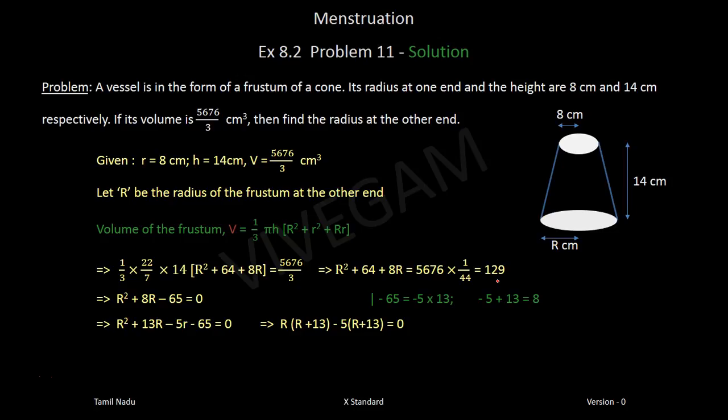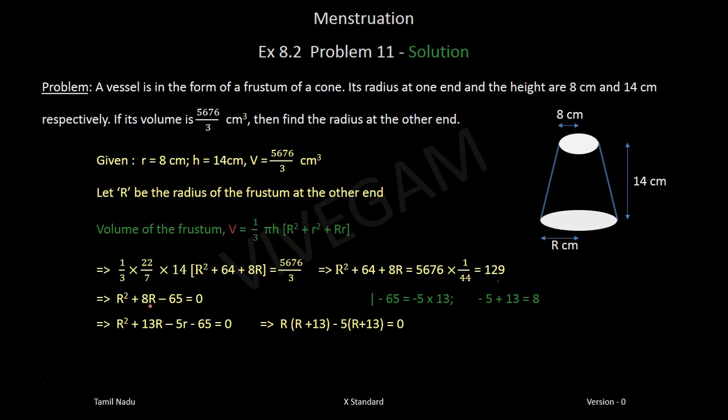Now this is a quadratic equation. You need to solve it to get the value of R. So this becomes capital R square plus 8R, and this 129, if it comes to this side, it will become 64 minus 129. That is minus 65, and that's equal to 0. Now we'll have to factorize 65 in such a way that when you add or subtract the factors you get this 8. So minus 65 is minus 5 into 13. And if you look at it, minus 5 plus 13 is 8, which is the coefficient of R here.